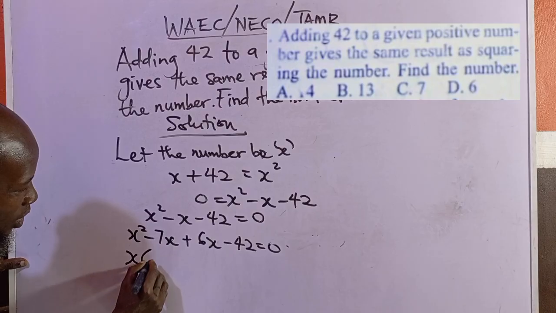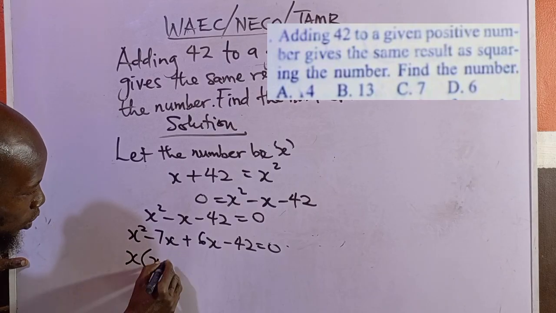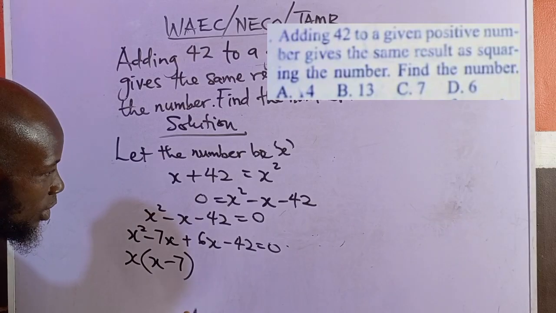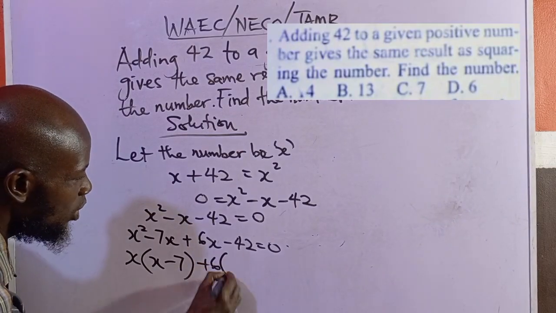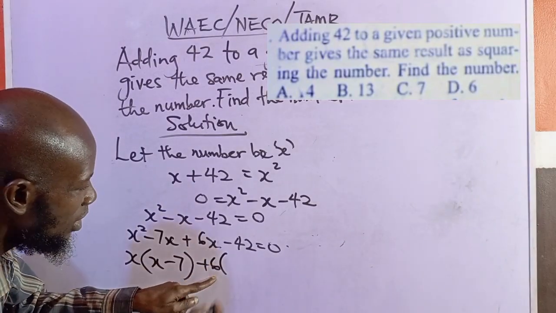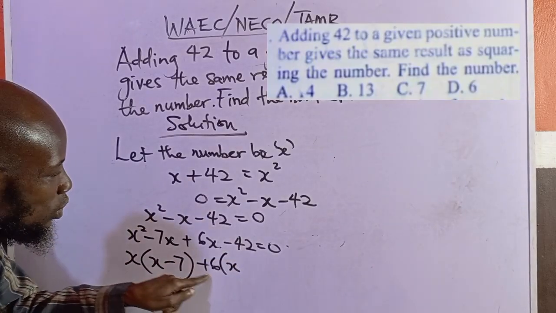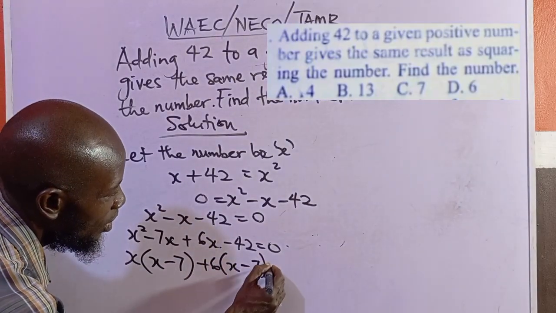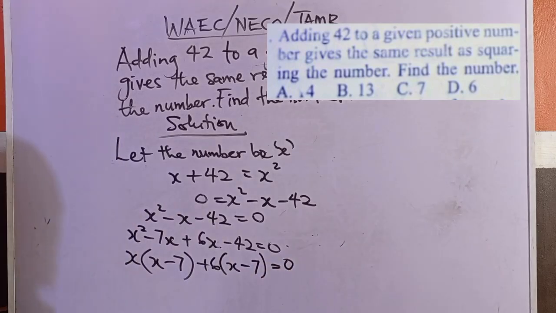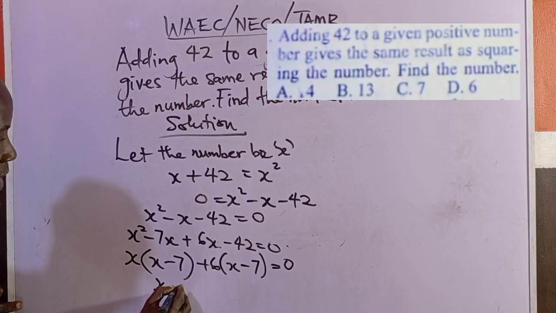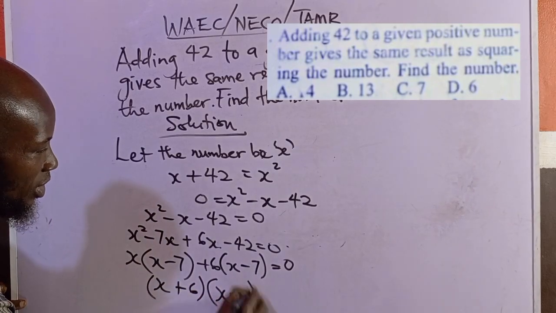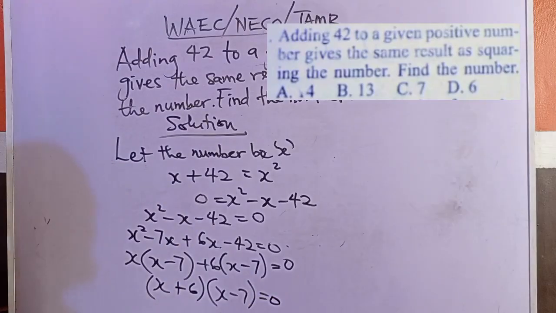So we have this, x is common. So in this, we have x, then in this also we have minus 7. Then what is common here? 6 is common. So we have plus 6 into, then dividing this by 6, we have x, then minus 42 divided by 6. So we are going to have minus 7. Everything equals 0. Now, from here, we can see this is common. So we have x plus 6, then x minus 7 equals 0.